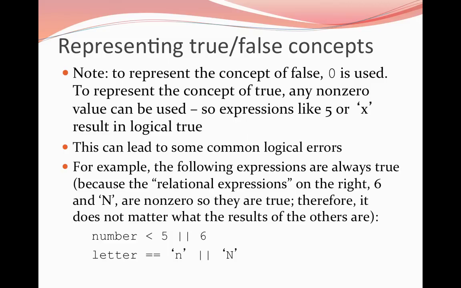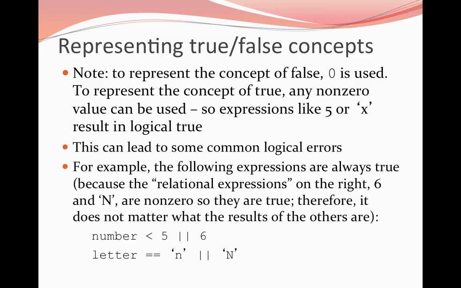Now, if we want to represent the concept of true and false, that's a little bit different. To represent the concept of false, we use 0. To represent the concept of true, anything that isn't 0 can be used. So not just 1, but anything that isn't 0. So an expression like 5 or a character x, those are not 0, so those represent true.